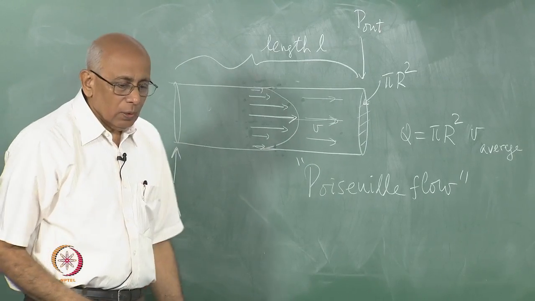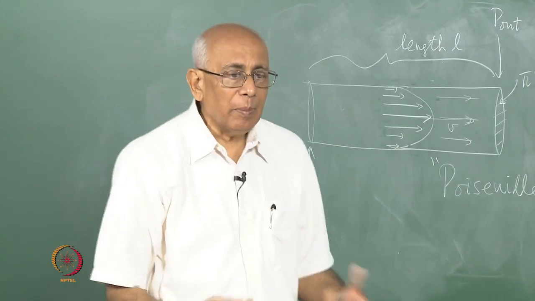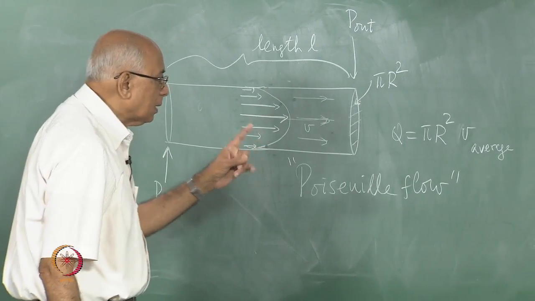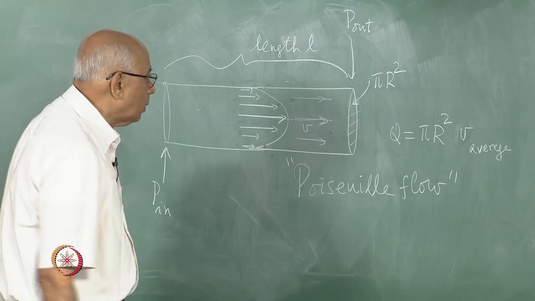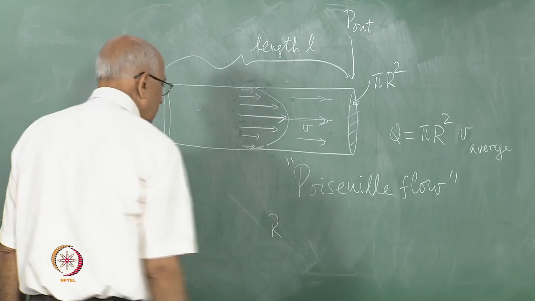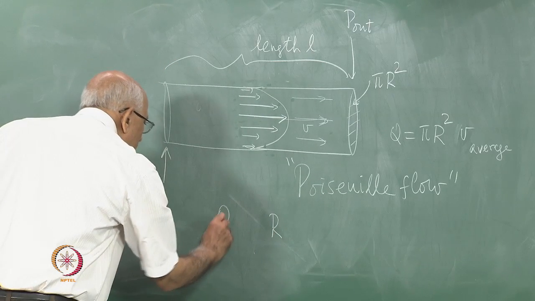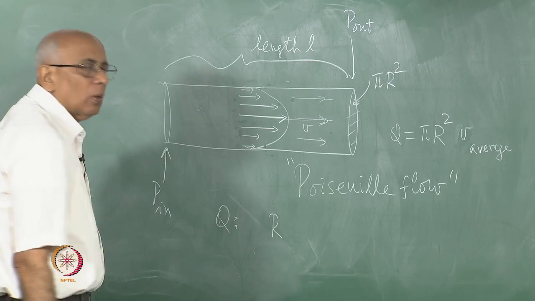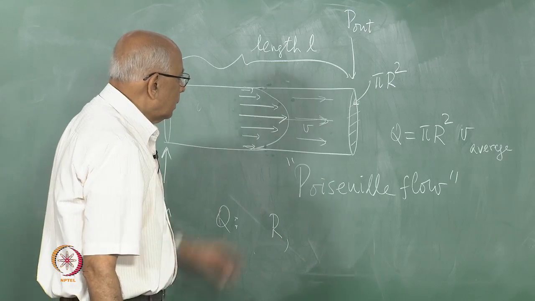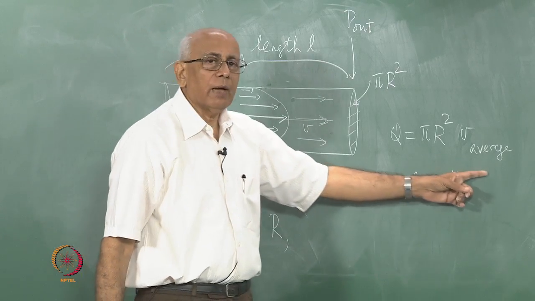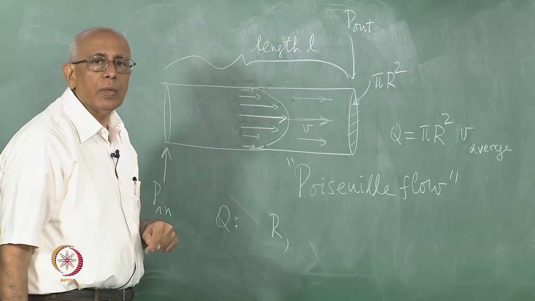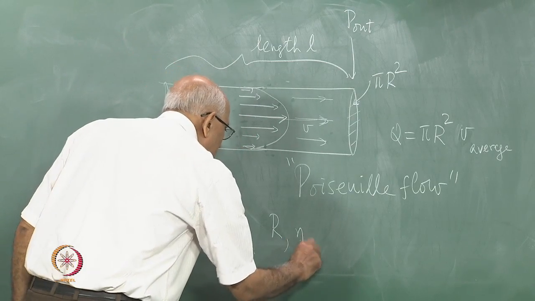So given this, what is going to happen? What is going to be the dependence of Q on various parameters? Now what are the possible parameters that we can put in here? Well, the first one is of course R. Q will depend on R of course. It will also depend on the average velocity, which I pointed out depends now on the viscosity of the fluid. So certainly there is a dependence on the viscosity of the fluid.